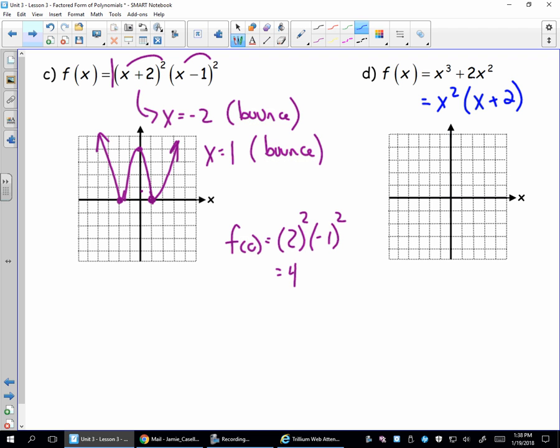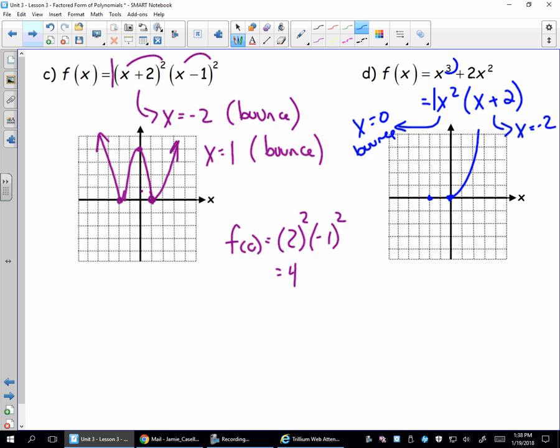Here's factored form. Leading coefficient is positive. I have a 0 at negative 2. I have a 0 at 0, and it's a bouncing 0. Okay, I have to go up to the right.